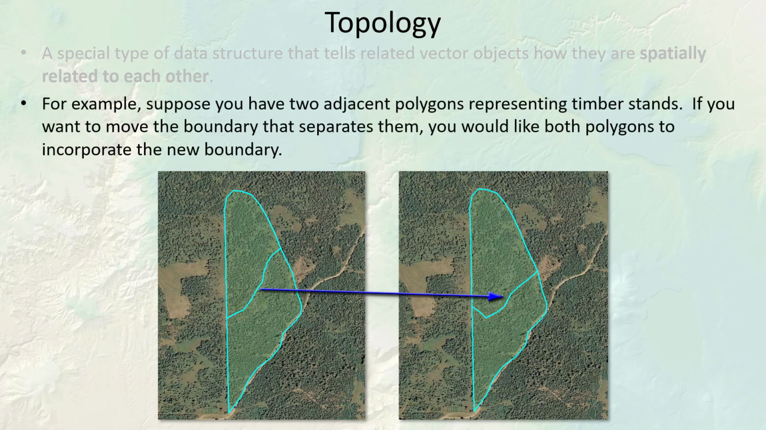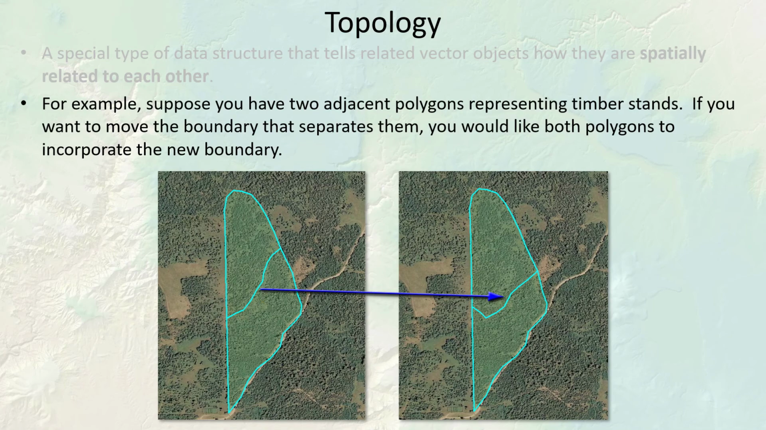So in this example, we have two stands that are mapped out. Well, we realize that the boundary that separates the two is mapped incorrectly and we want to move it. We would like to edit that boundary and have both polygons be adjusted simultaneously. And in order to do this, you need to define a topology between these two polygons.